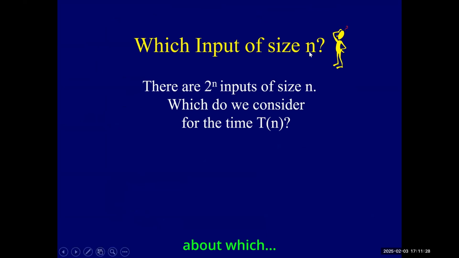So we want to talk about which inputs. There are 2 to the n inputs of size n, right? N bits. And when we talk about the running time, we talk about the running time of inputs of size n. So which input do we choose? We could talk about a random input of size n. We could talk about the input that gives you the smallest runtime. We could give you the input that has the biggest runtime, right? Which one of those do you think we go for?